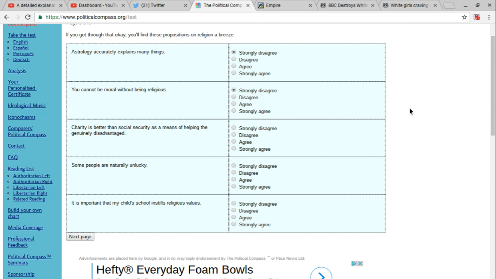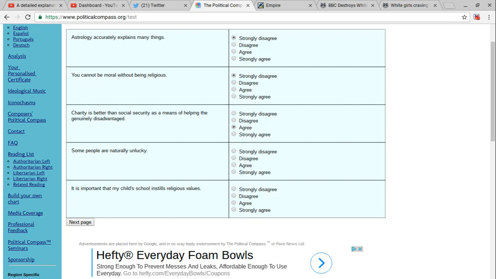Charity is better than Social Security as a means of helping the genuinely disadvantaged. This is a tough one because charity doesn't really technically fall under religion. I do agree that charity is good, and Social Security is also good. I'm going to have to agree. I agree, but not strong. I'm on the fence. I wish there was like a middle one that says neither agree or disagree.